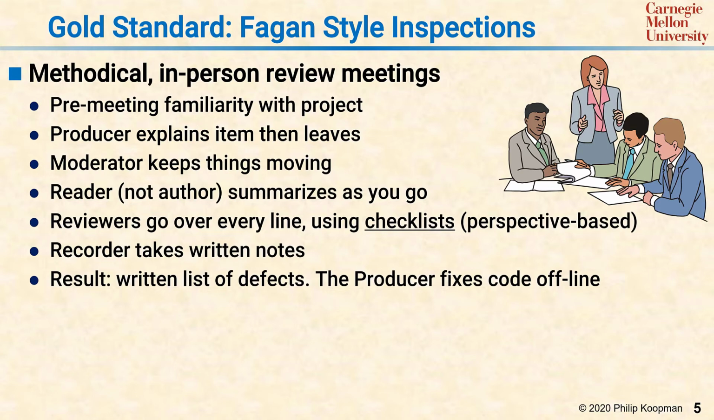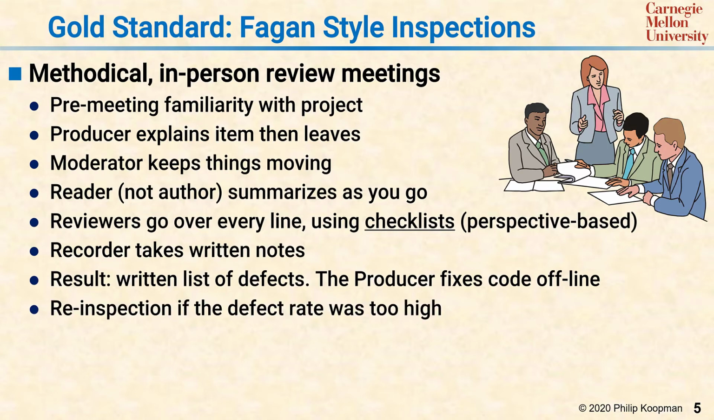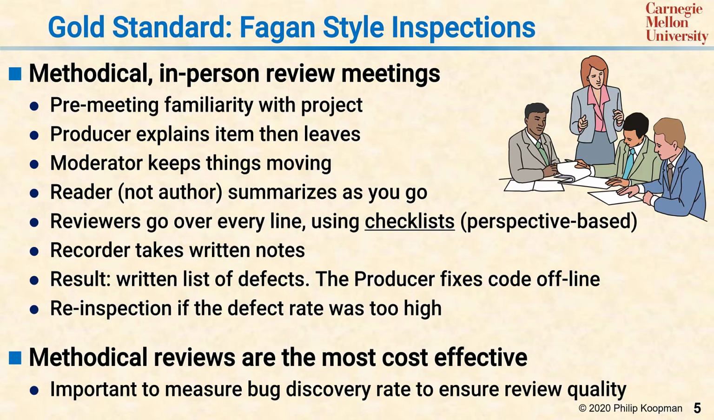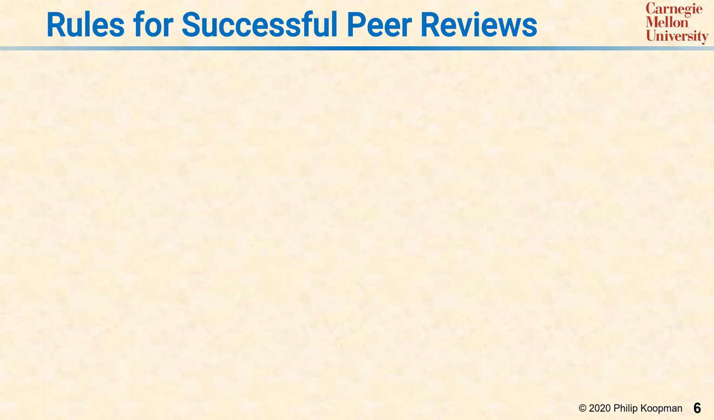If the review finds too many defects or defects that are especially severe, the code might be re-inspected using the same process again. Data since the 1980s has shown that methodical reviews are extremely cost-effective if done properly. However, it's important to write down how many defects you find so that you can determine if your reviews are actually working properly. Effective peer reviews find bugs, but informal or improperly run reviews might not provide as much value.